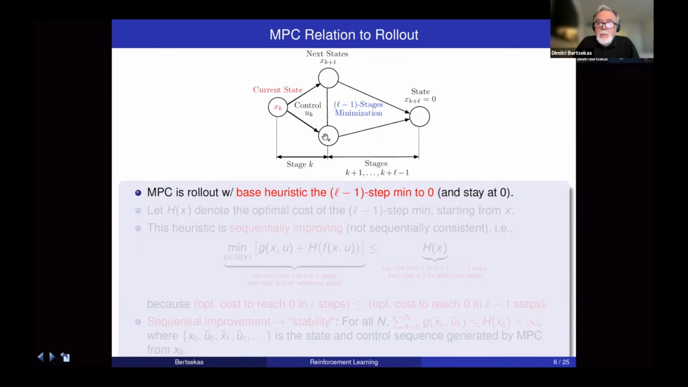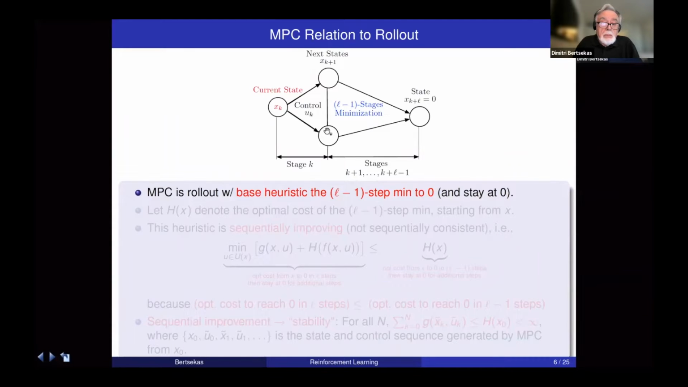And we can fold the first stage with the remaining L-1 stages into a single minimization to obtain an L-step minimization, which is exactly what MPC does. So MPC does this L-step minimization, but the base heuristic starts from the state xk+1.